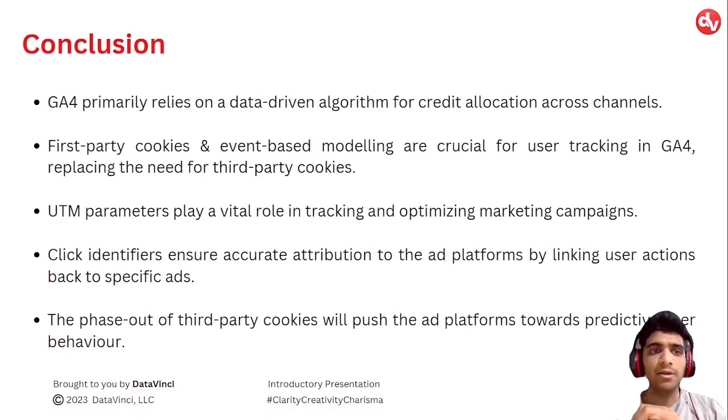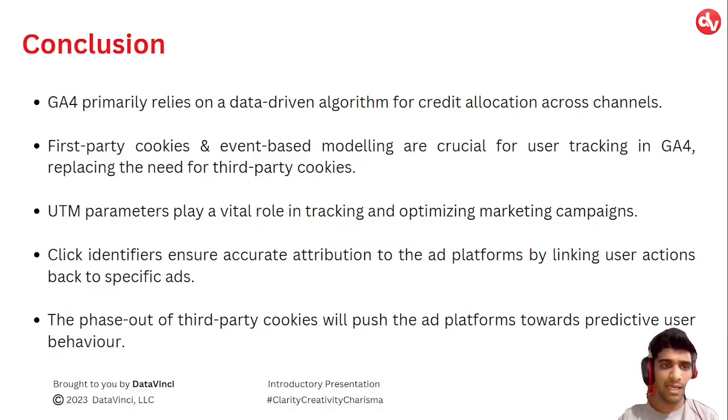So coming towards a conclusion, we've learned that attribution is an act of assigning credit, and the credit assignment is dependent on an attribution model. GA4 primarily uses the data-driven algorithm for attribution models across all channels. Then we talked about cookies and how first-party cookies and third-party cookies are used, and why event-based data modeling is crucial for user tracking in GA4.